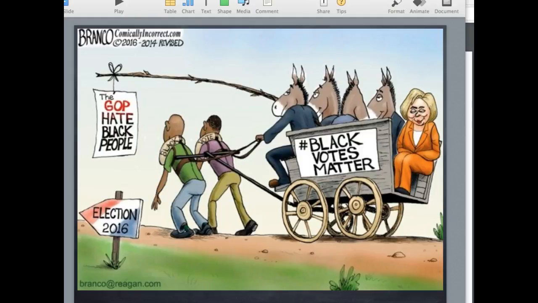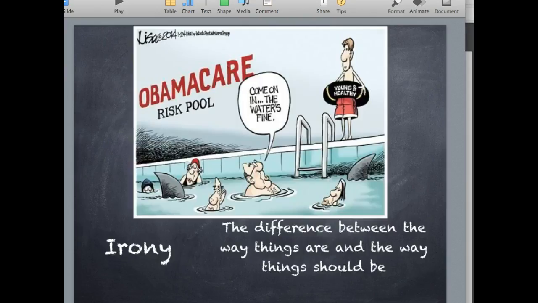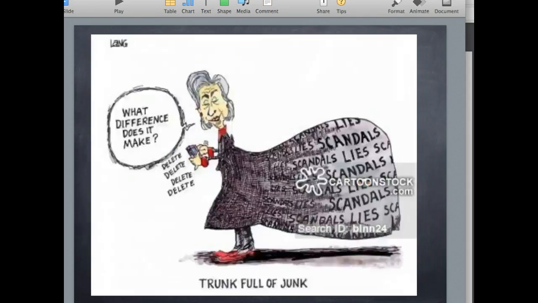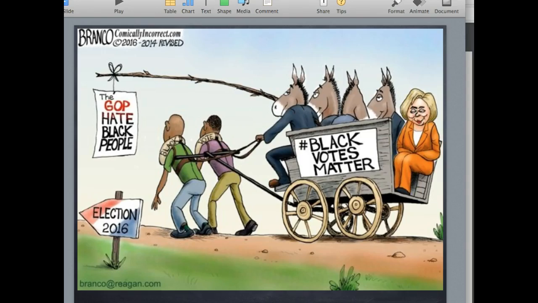A couple of things I want to point out from the start. There are some common symbols in political cartoons. The donkey, for instance, commonly represents the Democratic Party. The elephant, I don't know if I have one of those cartoons. Yeah, I do not. But an elephant is a common symbol of the Republican Party. You probably are familiar with Uncle Sam, but those are kind of our common symbols that we'll look at.